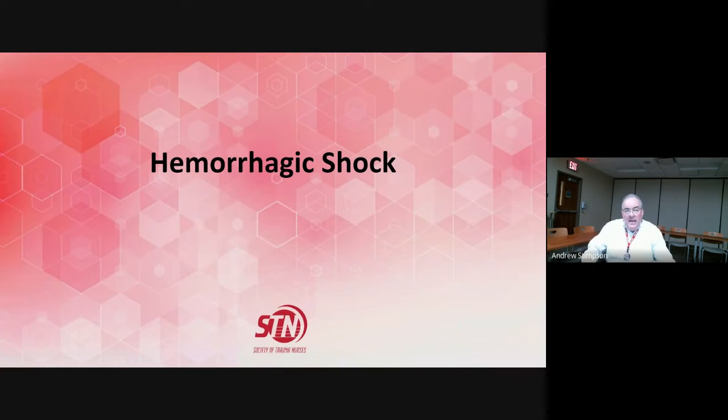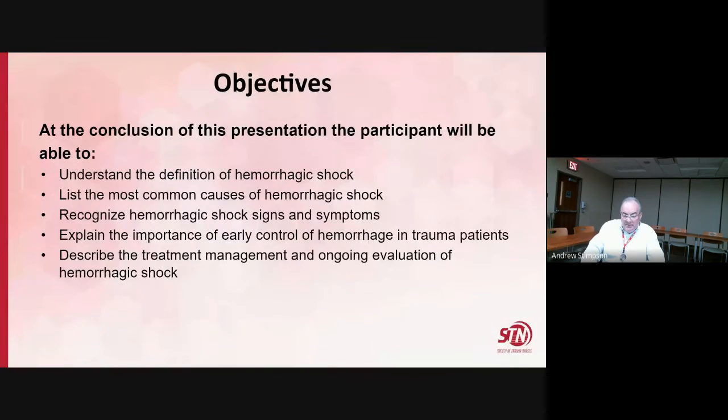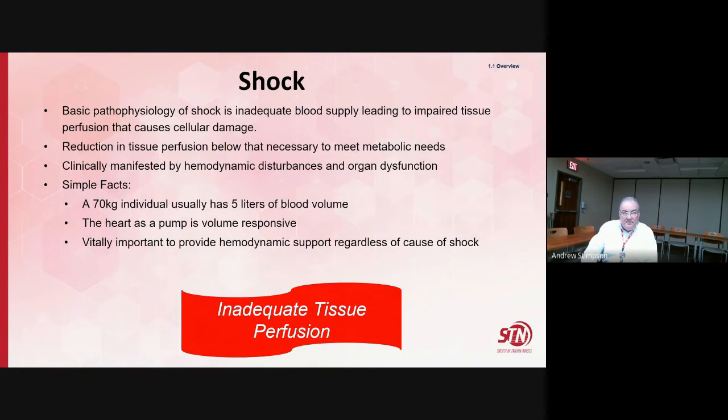Okay, this lecture is going to focus mostly on hemorrhagic shock, which is the most common type of shock we see in trauma, although I will take a few minutes and discuss the other types of shock too. So we want to talk about the definition of hemorrhagic shock, obviously the most common causes, signs and symptoms, how we get early control of hemorrhage, and some of that's changed in the last 10 to 15 years, as we'll talk about, and then how we treat and manage these patients.